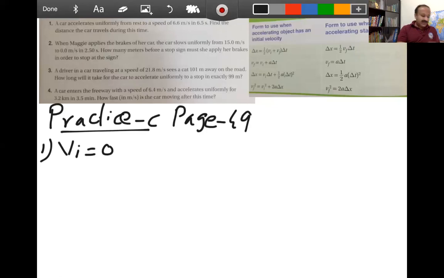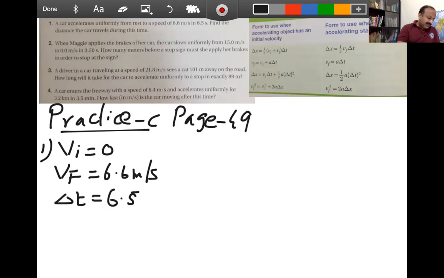So your final velocity, Vf, is 6.6 meter per second. Find the distance the car traveled during this time, in 6.5 seconds. So delta t is also given, 6.5 seconds, and they are asking you the distance traveled, delta x. Put a question mark.